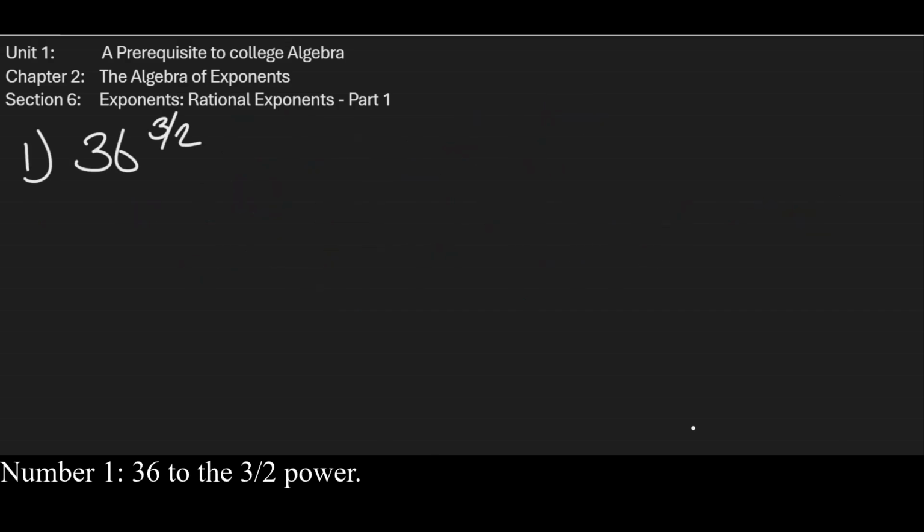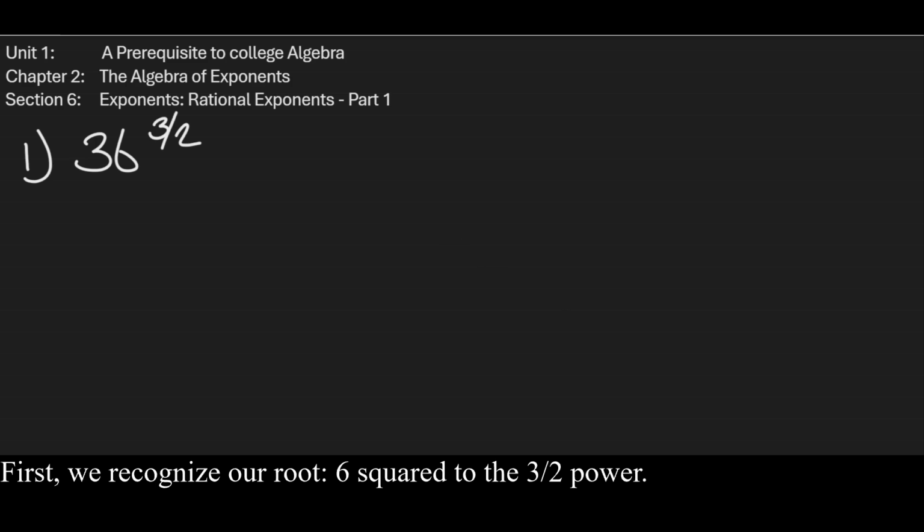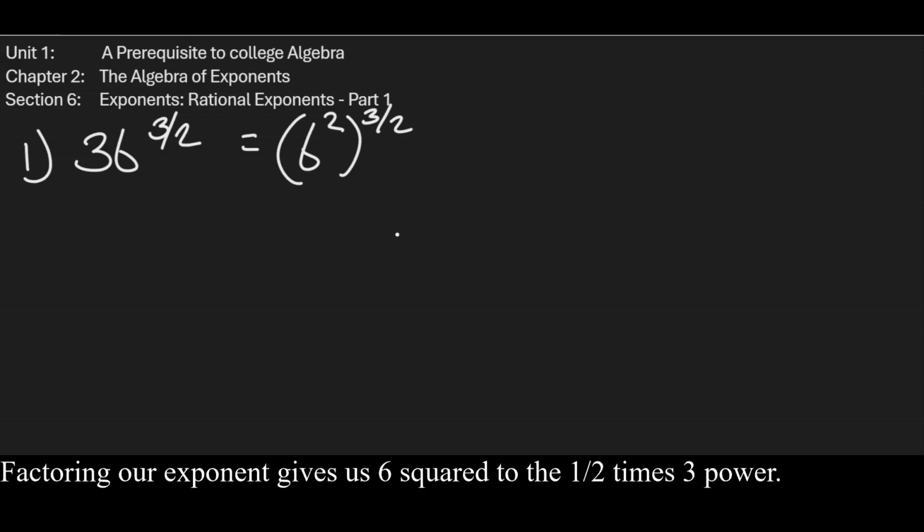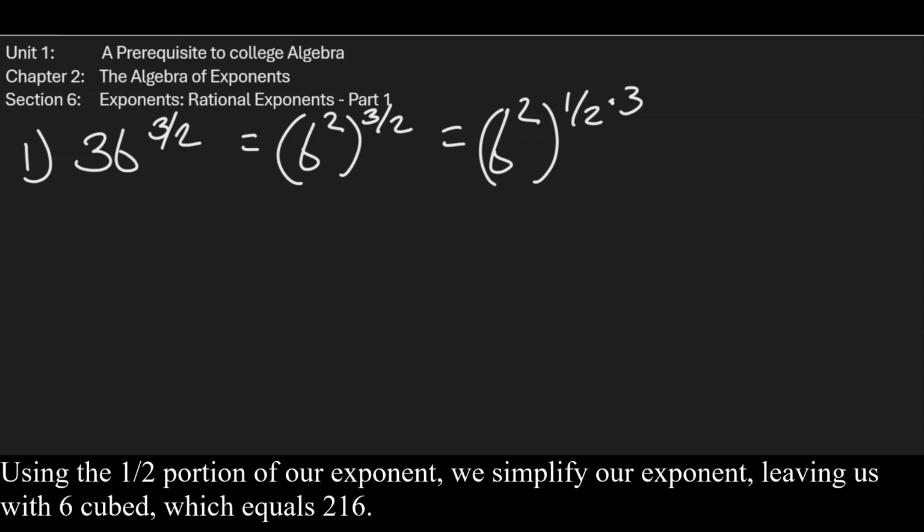Number 1, 36 to the 3 over 2 power. First, we recognize our root. 6 squared to the 3 over 2 power. Factoring our exponent gives us 6 squared to the 1/2 times 3 power. Using the 1/2 portion of our exponent, we simplify our exponent, leaving us with 6 cubed, which equals 216.